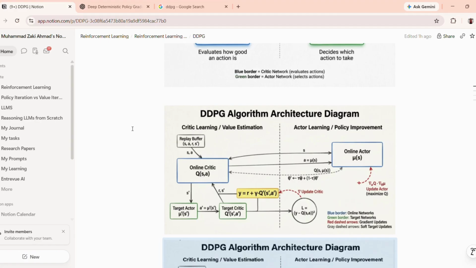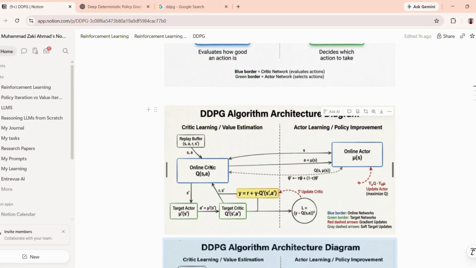So now we know that we have two networks, a critic network and an actor network. Both of them are neural networks. So we would need to train them, because neural networks are only going to make good predictions if they are properly trained, or I should say sufficiently trained. So let's start with the training of the critic. How is the critic trained?